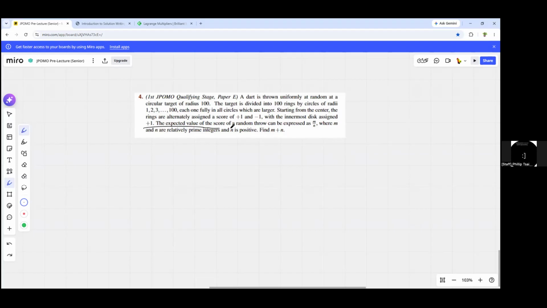The expected value of the score for a random throw can be expressed as m over n, where m and n are relatively prime integers and n is positive. Find m plus n.